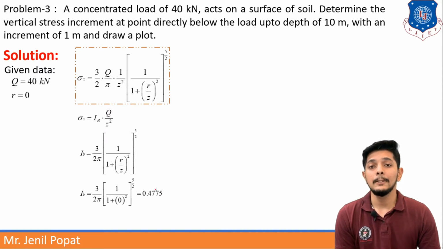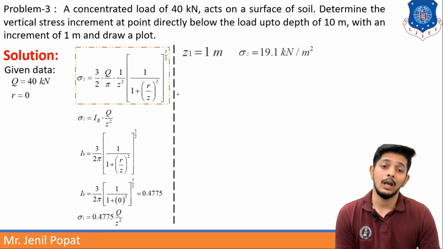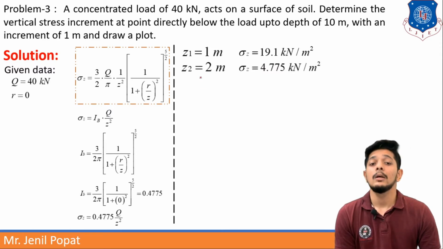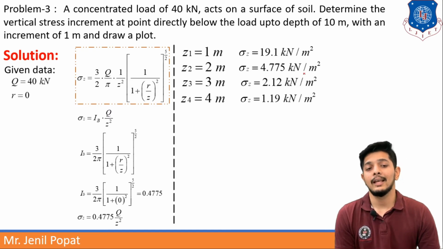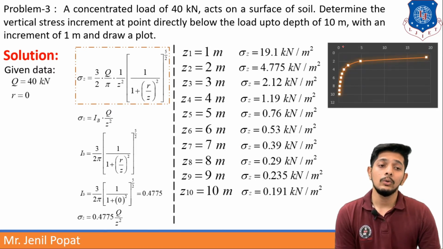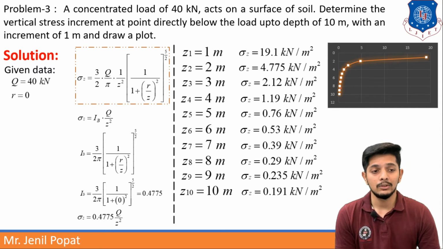So I got IB. Now in here I have Q is equal to 40, that is constant. I have got the IB value and I will put Z by increment. Let us check how. Putting Z1 is equal to 1 meter, I am getting sigma Z is equal to 19.1 kilonewton per meter square. Z2 is put 2 meter and sigma Z is like this. As I will put Z1 to Z10, I will get these values. After getting these values, I will draw a plot or will draw a graph. So I am drawing a graph and graph shows the values like this.